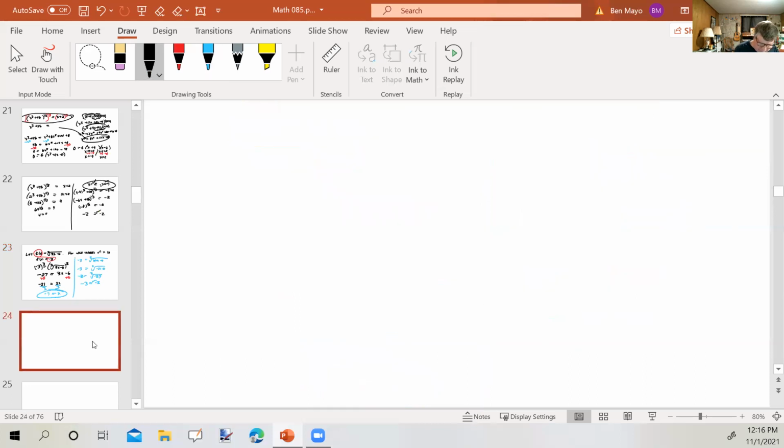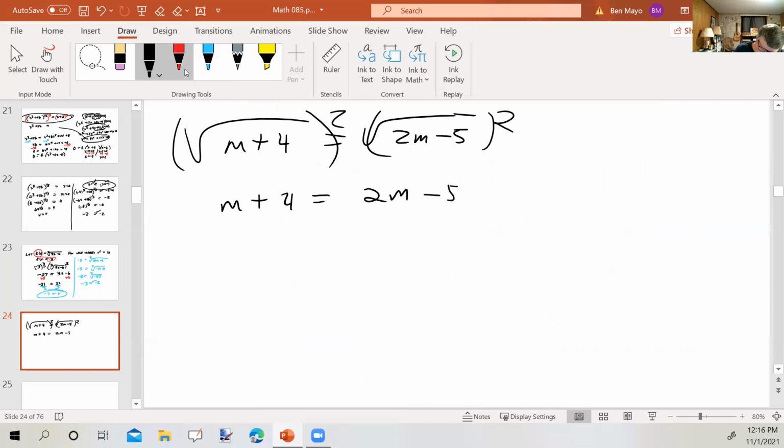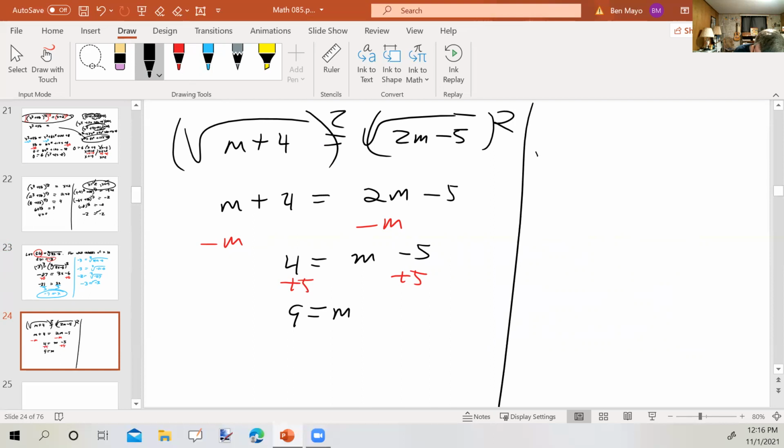How about one where we've got 2 radicals? As I mentioned earlier, when we have 2 radicals, we want them on separate sides of the equation. So we're going to square both sides. We get m plus 4 equals 2m minus 5. I'm going to solve for m on the right. 4 equals m minus 5. Add 5 to both sides. M equals 9. Let's check our work.